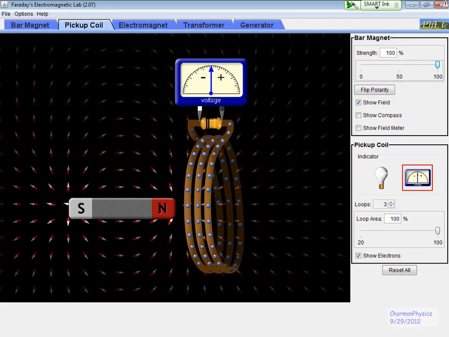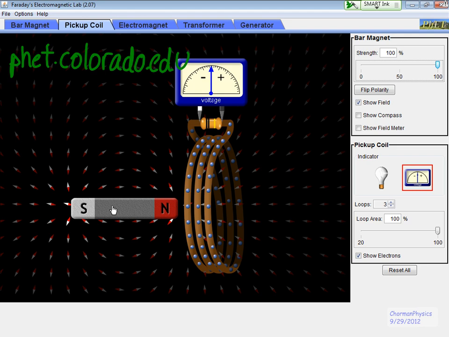And that is very similar to this PhET simulation here. If you go to phet.colorado.edu, right on the board here for you to see, and you go to the Faraday's Electromagnetic Lab Java simulation, make sure you have Java installed on your laptop. You can play around with this and check it out. I've turned the magnetic field strength all the way up here, as well as increased the loop area to the maximum and increased the number of loops.